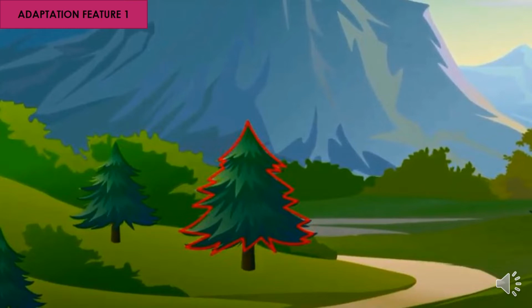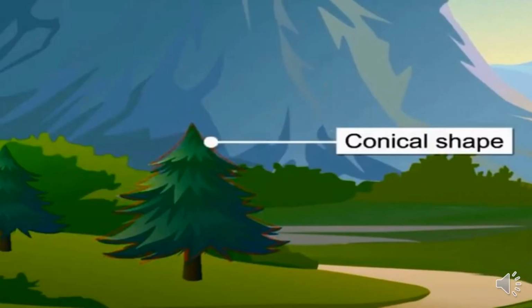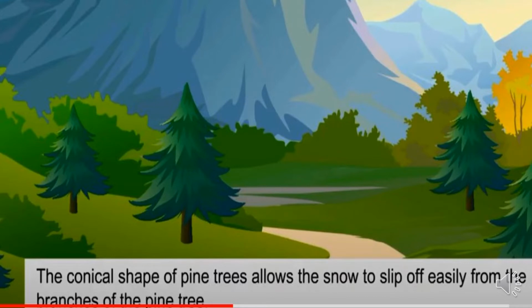This is the first adaptation of the trees that grow in mountains. They all have a conical shape. So the trees of the mountains are conical in shape. Now how does this shape help them to survive in the snow? Children, the conical shape of pine trees allows the snow to slip off easily from the branches of the pine tree. When you go to a park, you slide. How do you slide? You slip off easily from the slide.